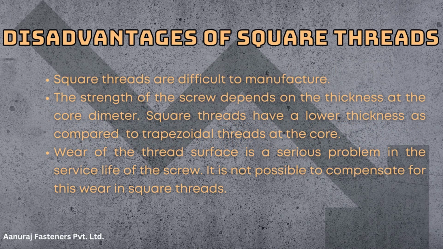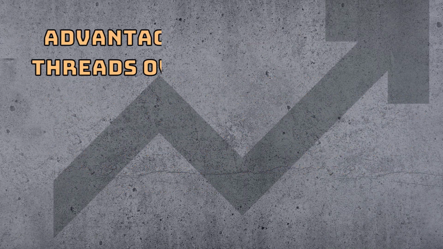Disadvantage of square threads. Square threads are difficult to manufacture. The strength of the screw depends on the thickness at the core diameter. Square threads have a lower thickness as compared to trapezoidal threads at the core. Wear of the thread surface is a serious problem in the service life of the screw. It is not possible to compensate for this wear in square threads.